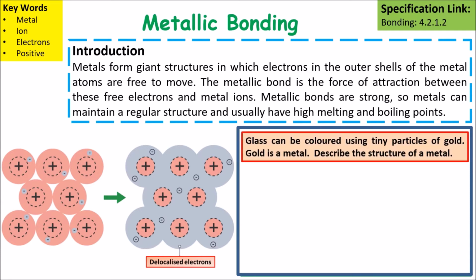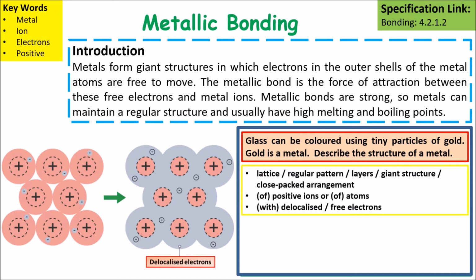So glass can be coloured by using tiny pieces or particles of gold metal. To describe the structure of this metal, some of the things that you would need to include is that there is a regular lattice structure of positive ions surrounded by delocalized or free electrons.